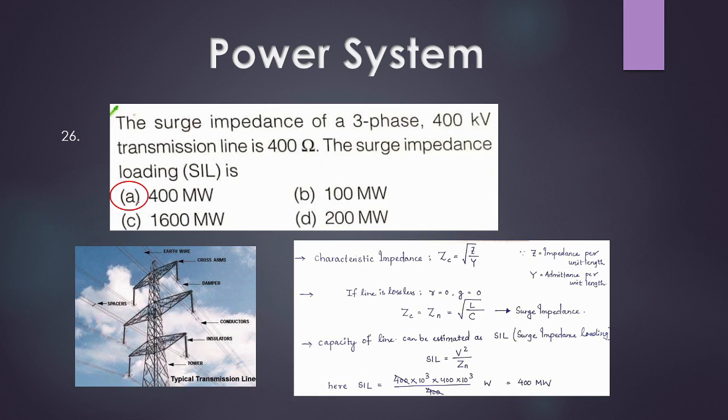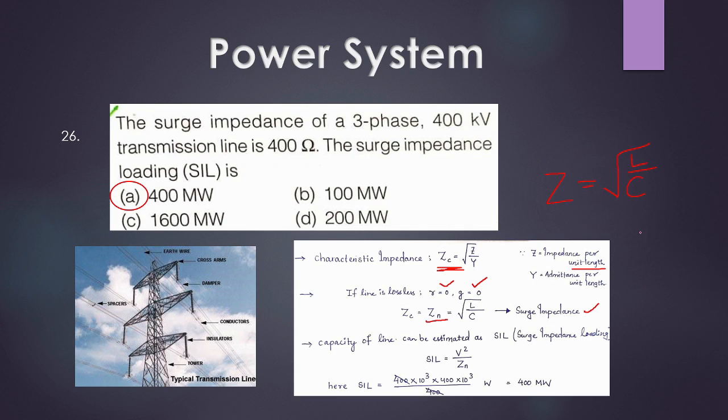Let's see. The answer will be option A, because the characteristic impedance Zc we define as root over of Z by Y, where Z is the impedance per unit length of the transmission line and Y is the admittance per unit length. So if we consider the lossless condition where R equals 0 and G equals 0, then Zc will turn into Z0, and it will be root over of L by C, which is called the surge impedance. So surge impedance is Z equals root over of L by C. This is the surge impedance.